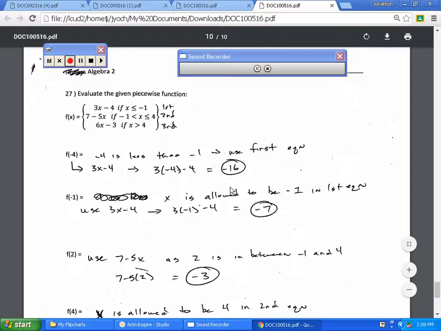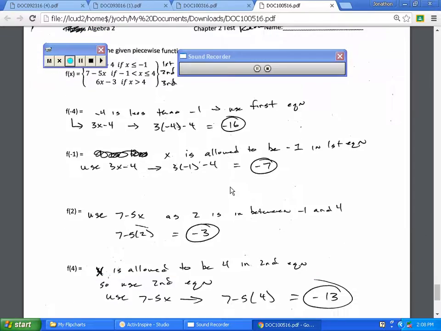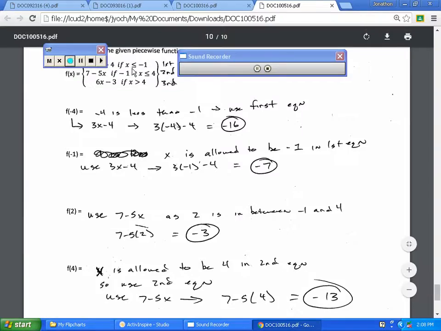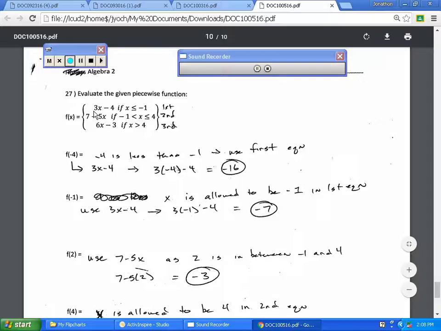Alright, guys, 27. You just got to pick where you can plug that value in for x. So this is f of x. If x is negative 4, which is less than or equal to negative 1, I use this first equation, 3x minus 4. I plug negative 4 into that. I get negative 16. Negative 1 is in this region. x is allowed to be negative 1 here, so I do 3 times negative 1 minus 4 to get negative 7.